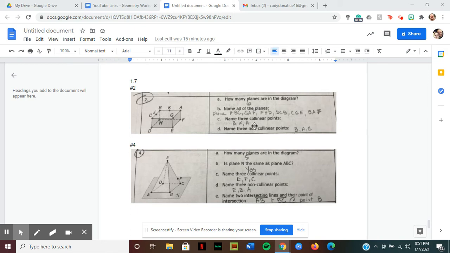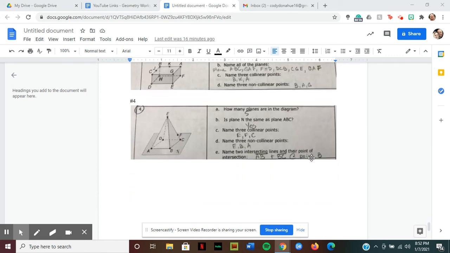Okay, question C. Name 3 collinear points. So just take any 3 points that are all sitting in a straight line and name them. So you could say B, K, A. And then name 3 non-collinear points. So you can take 2 points that are in a line and then another one that isn't, and the whole group will be non-collinear. So I said B, A, and G. Just because B and A are in a line and A and G are in a line, that doesn't mean that all 3 of them are going to be in a line. So that's our 3 non-collinears.